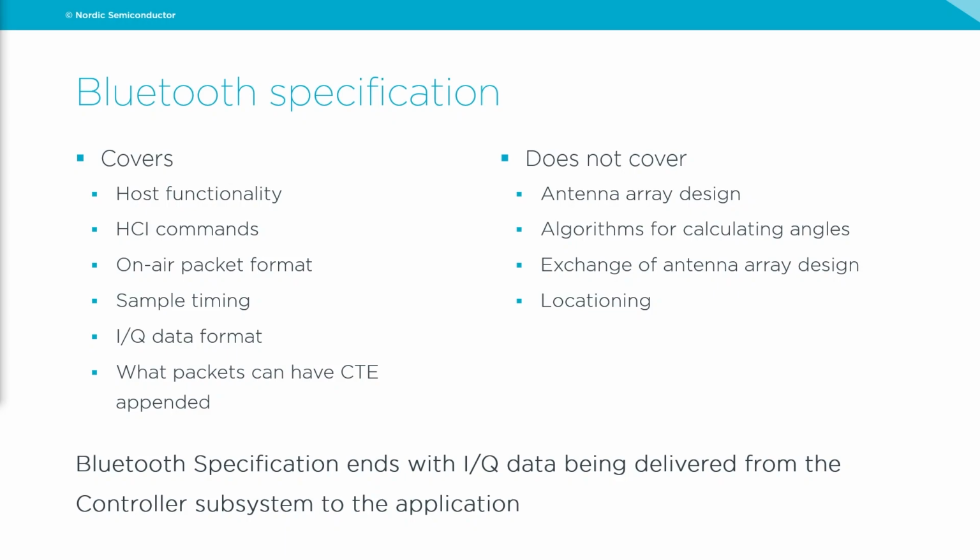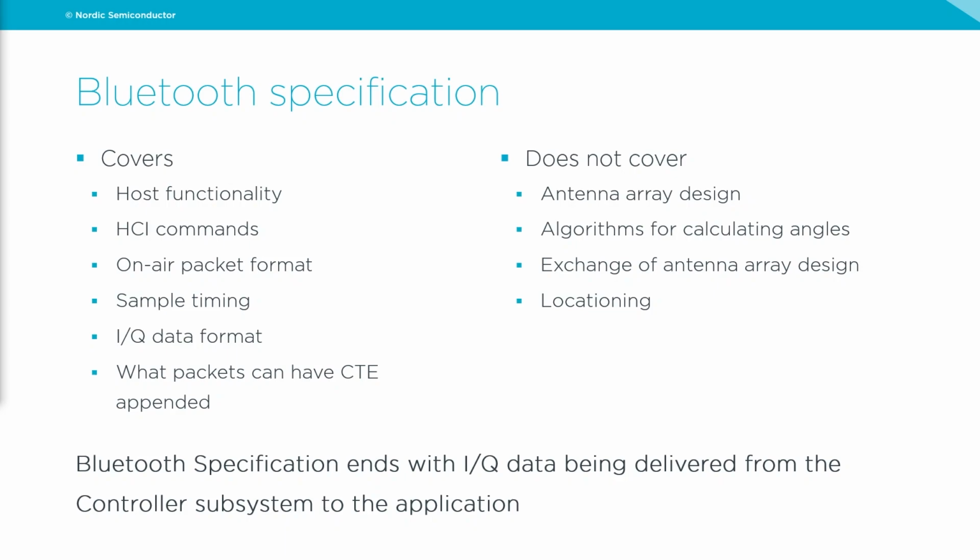So there are some limitations on what you are allowed to do here. So as always with the standard, there is a focus on making sure that it's interoperable, that it will work on all devices, and that it won't cause problems for other functions that are using the same kind of radio systems here. What is not covered by the Bluetooth specification is the antenna array design. They just state that you need to have multiple antennas and you can have 2 or more. It doesn't state how to do the algorithms for calculating the angles. It doesn't include exchange of the antenna array design and so on. And it doesn't include the locationing.